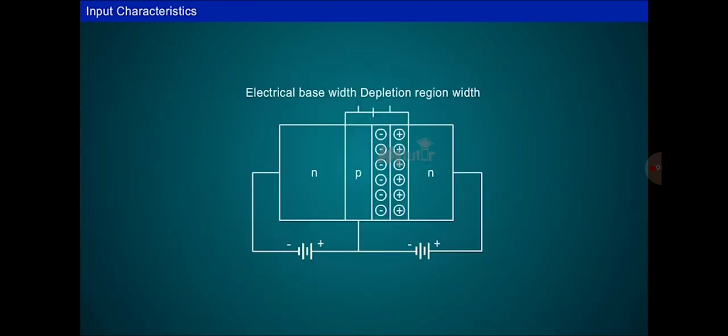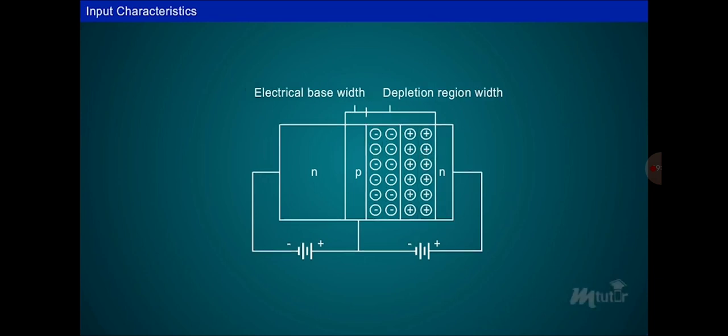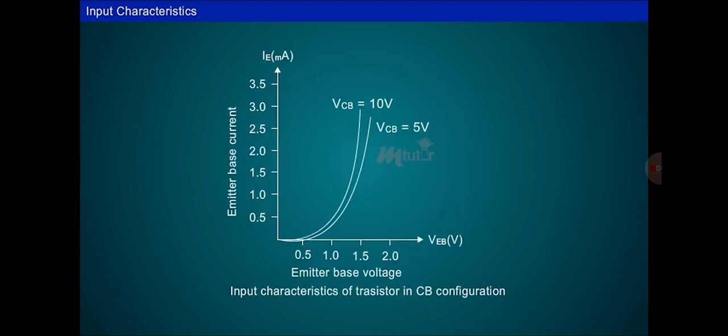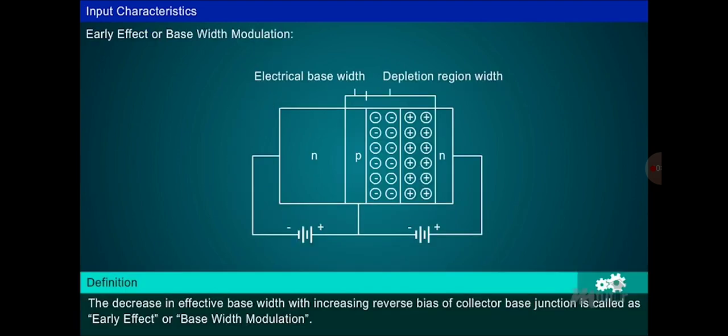When reverse bias voltage VCB increases, the width of depletion region also increases, which reduces the electrical base width. Due to reduction of the electrical base width, now there are more charged particles per unit area. This increase in concentration of charge carriers causes more diffusion of electrons from n-type base, increasing emitter current slightly. Early effect or base width modulation.